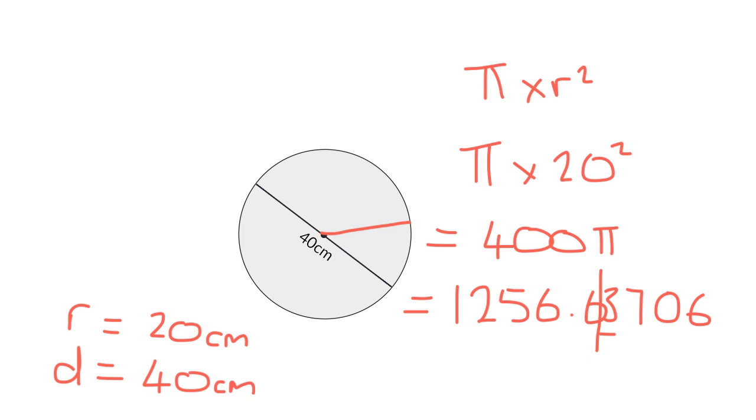So my line goes there, and I underline the 3. So that's going to give me 1256 point. The 3 doesn't round up, so it stays at 0.6 centimeters squared.